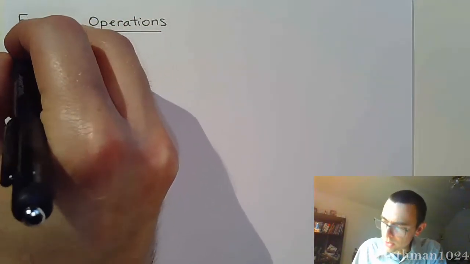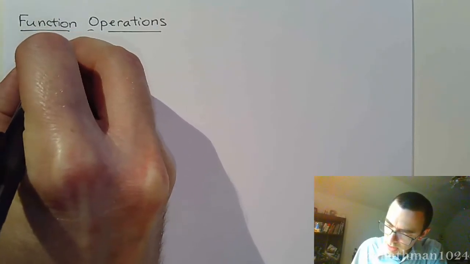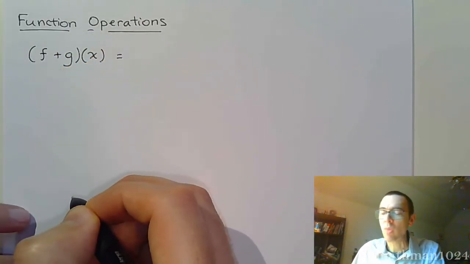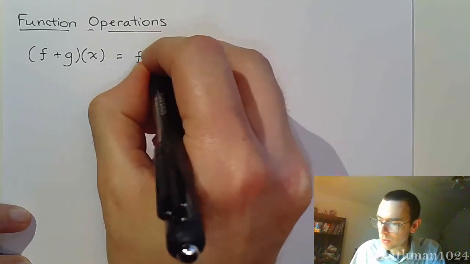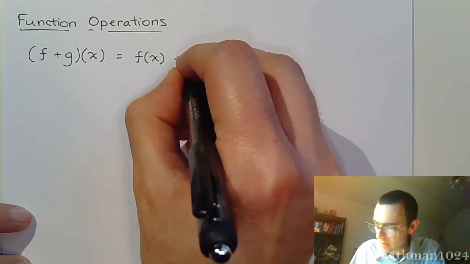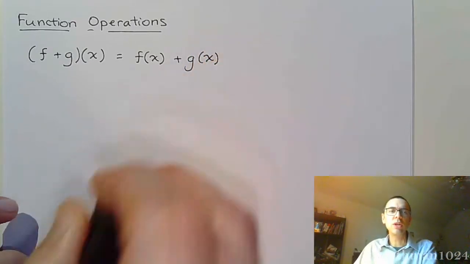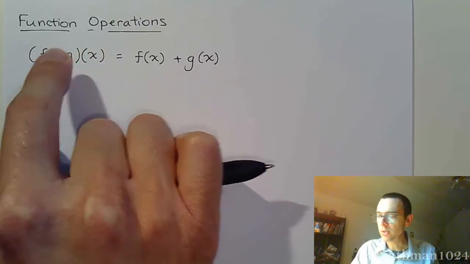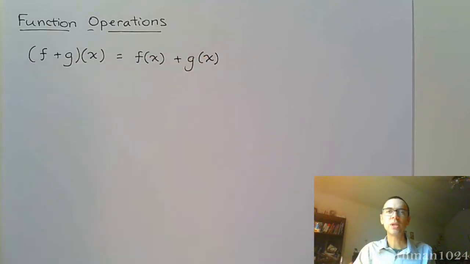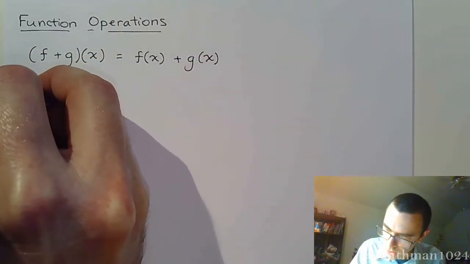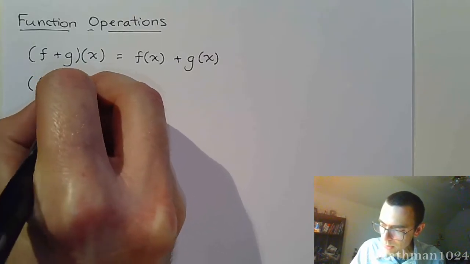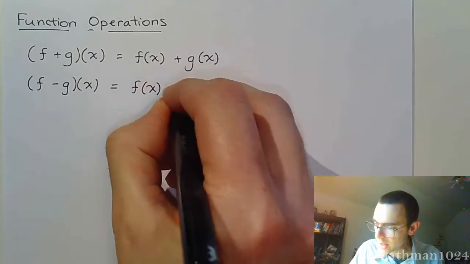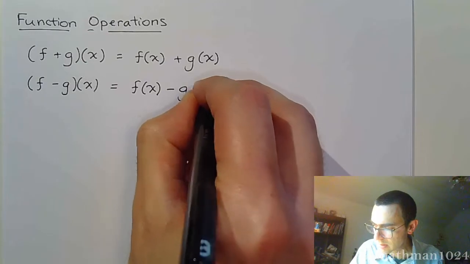Alright, so with function operations, you're going to see a notation that looks like this: (f + g)(x). What this means is that we're going to do f(x) plus g(x). So even though the notation has it kind of combined like this, what it really means is that we can separate this to look at the two functions individually, and then we can add the results. This is going to be true for all of our four main arithmetic operators. So (f − g)(x) means f(x) minus g(x).